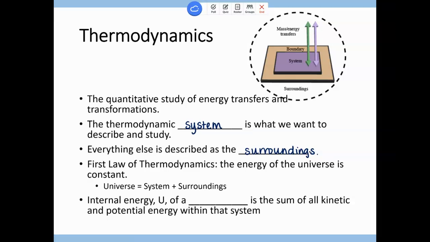And based on the law of conservation of energy, energy cannot be created or destroyed. Any energy that's lost by the system is gained by the surroundings, or any energy that's lost by the surroundings is gained by the system. So that means we can use this equation: the energy of the universe will never change, it is always constant, and this is equal to the energy of any system plus the energy of all of the surroundings. We will use this in some calculations.